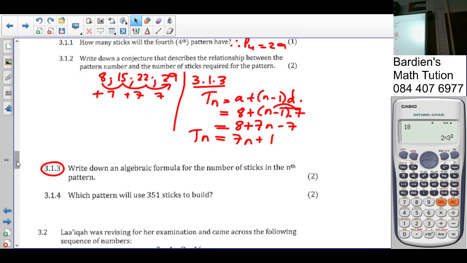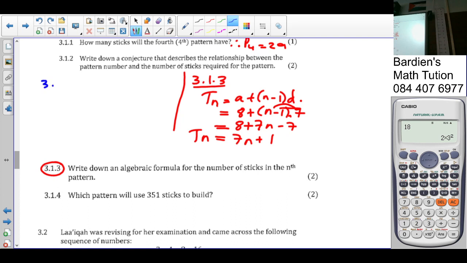Right? In question 3.1.4, I want to move the next one down because of the space I have left for the sums. It's catching up to us now. So we are told which pattern will use 351 sticks to build. So in other words, you started with 8, then 15, then 22, then 29. If you extend this pattern, it will then cross 351. Can you see that, people? They want to know which pattern will use 351 sticks to build. So in other words, this is your nth term here.